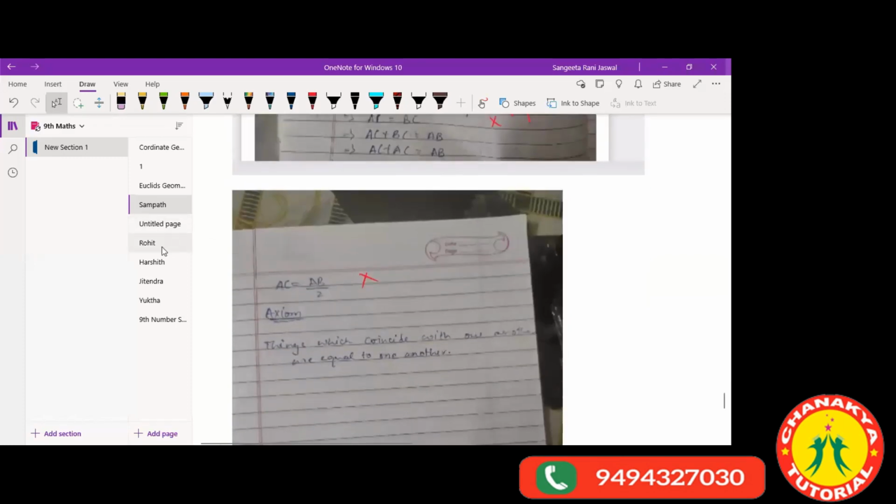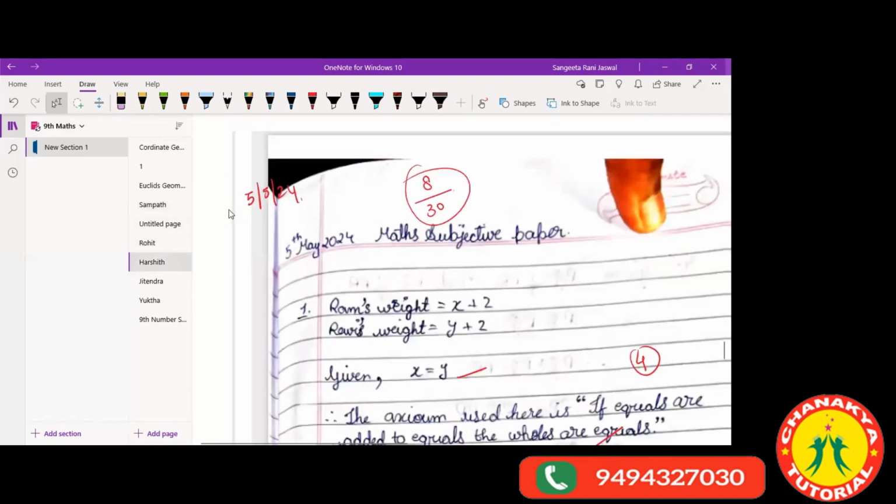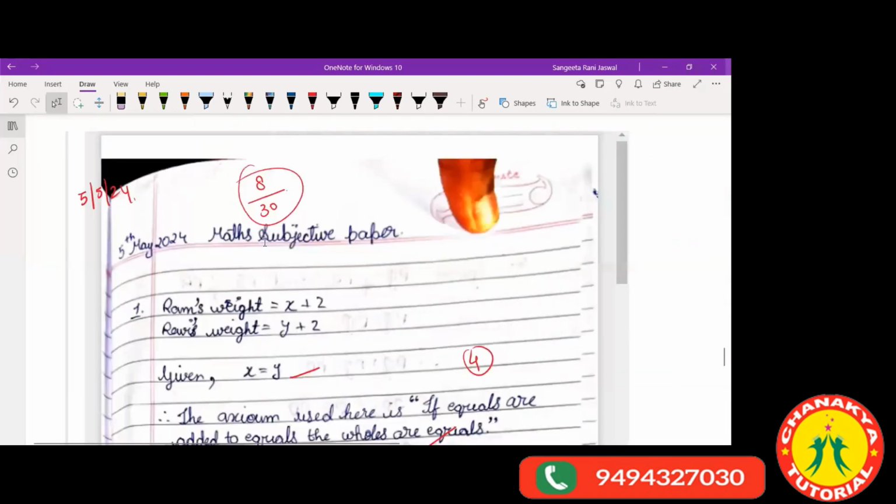Okay, so the next person is Rohit. Your paper is on WhatsApp. Okay, let's see Harshit. Harshit, what happened this time? So many mistakes.